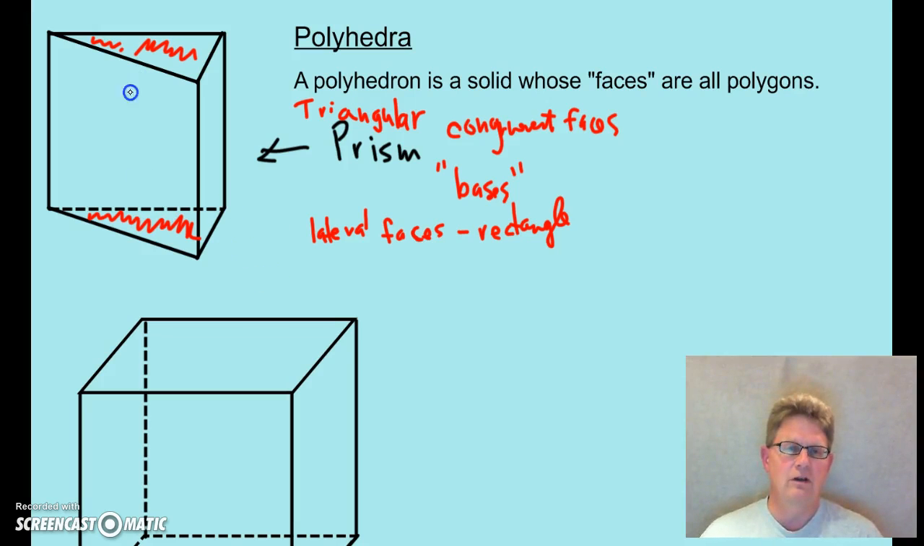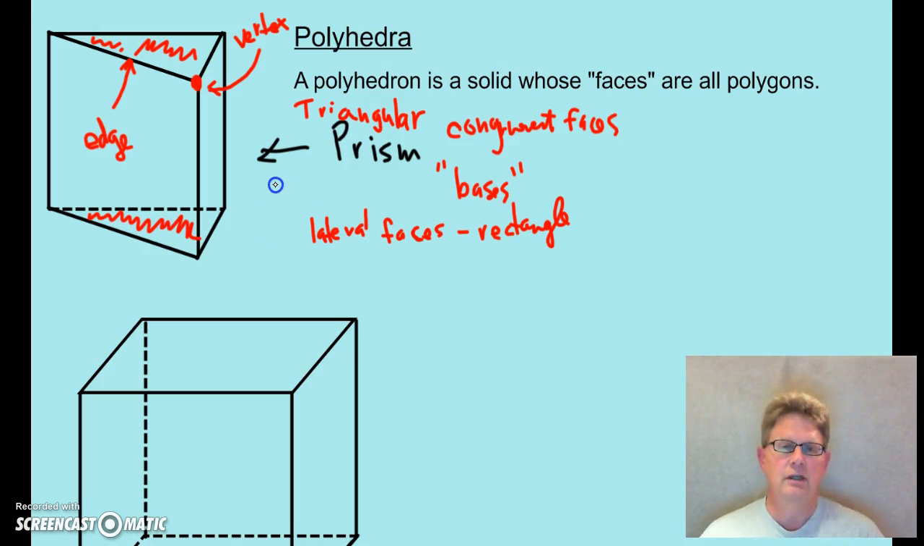So the faces are the flat surfaces. Where two flat surfaces meet, that's an edge. Where the two faces meet. And then of course each place where edges meet is called a vertex, and of course the plural for vertex is vertices.